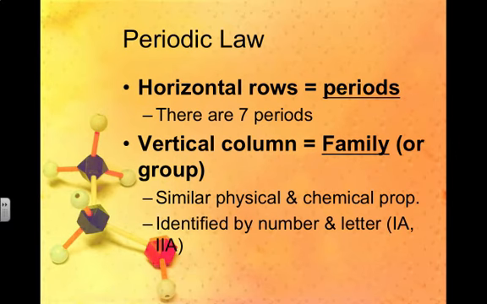So on your periodic table, you have periods and you have families. So your horizontal rows are your periods. You have 7 periods. And then your families or groups, they're called both, are your vertical columns. So vertical columns go up and down, horizontal go across. So when you're looking at your families or groups, they're going to have very similar physical and chemical properties, and they're identified by a number and a letter on most periodic tables. So 1A, 2A, 3A, 3B.